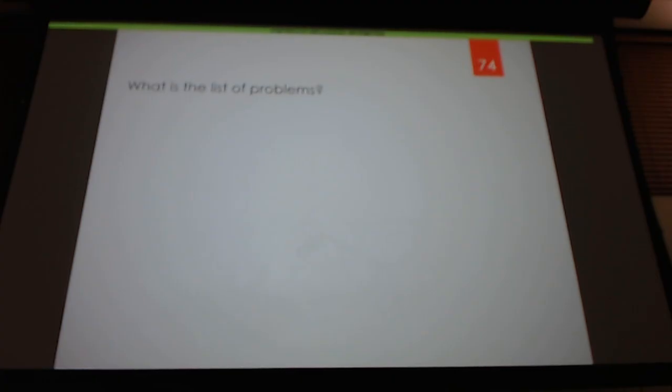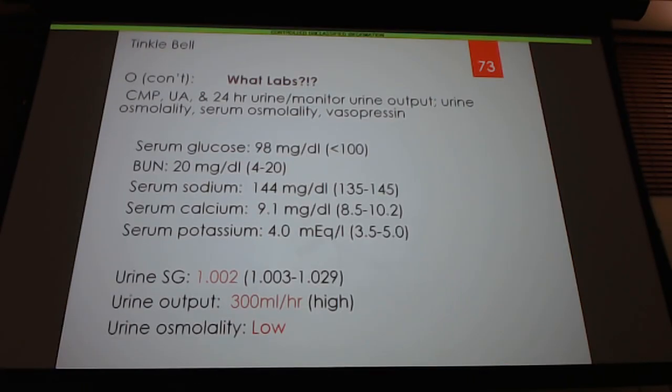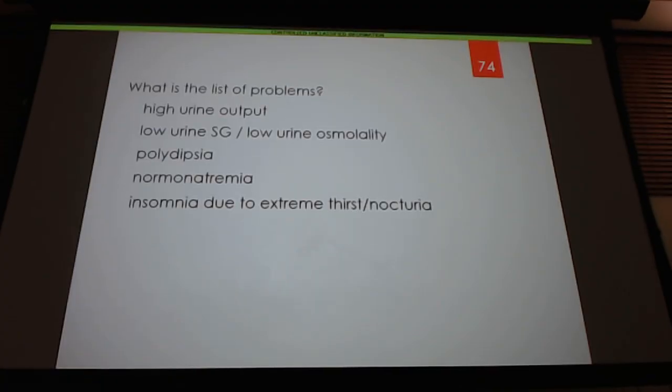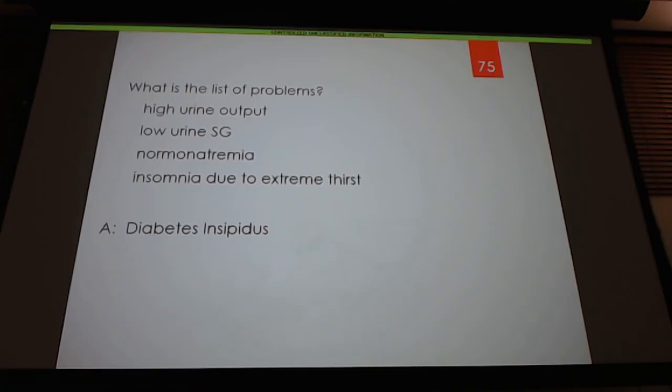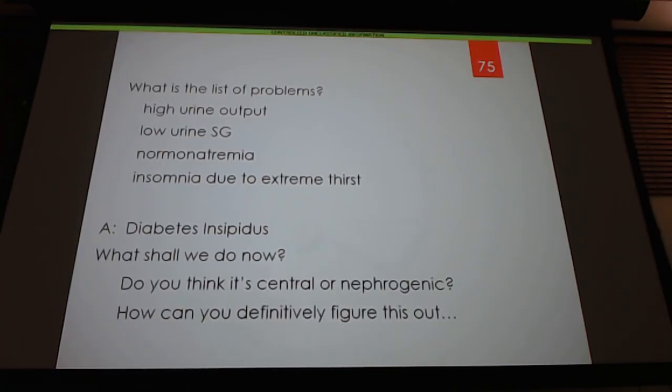Okay, problem list. What is this guy? Or girl, sorry, Tinkerbell. What does she have? Can't sleep. Why can't she sleep? She's thirsty. Her labs show what? Yeah, super dilute excess urine. Oh, it's insomnia, right? Nah, she wants to rest. What are we treating? Or what's the diagnosis? UTI. Okay, so central or nephrogenic, 50-50 shot.